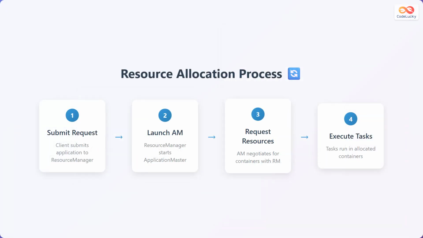Let's walk through the resource allocation process in YARN. First, submit request. The client submits an application to the Resource Manager. Second, launch ApplicationMaster. The Resource Manager then starts the ApplicationMaster for that application. Third, request resources. The ApplicationMaster negotiates with the Resource Manager to request containers for executing tasks. Fourth, execute tasks. Finally, the tasks are executed within the allocated containers on the nodes in the cluster.